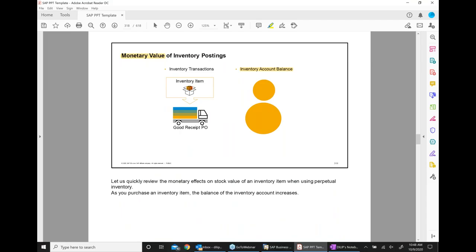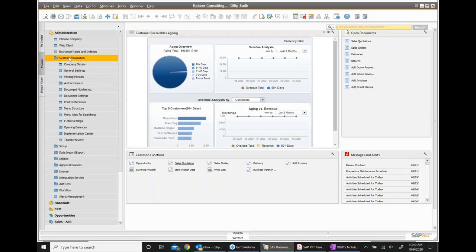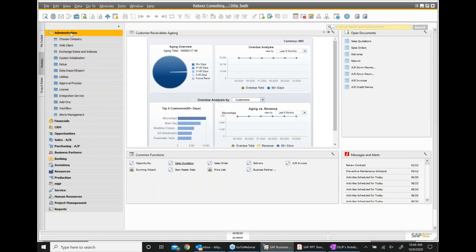Now we talked about monetary value of inventory posting. Make a note of that term, monetary value. This is one thing which I emphasized a lot yesterday, that there is a monetary value, which basically means that when we did the transactions yesterday, all the various transactions, in all of those transactions there is a monetary value.